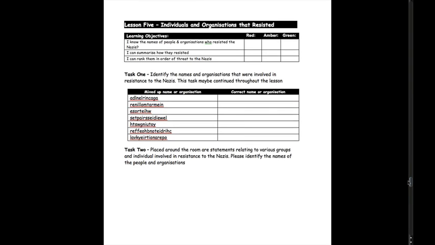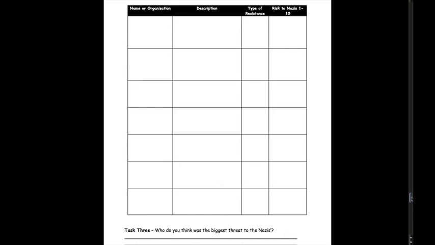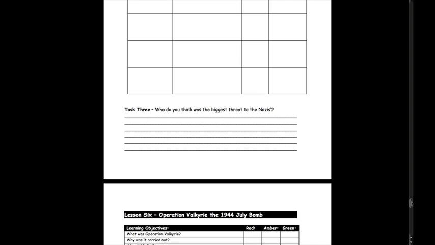Lesson 5 requires students to look at key individuals and organisations that resisted. We have anagrams down here of the key organisations. And down here, the students are expected to make brief notes on the organisation, what they were about, the level of resistance and the risk that they posed to the Nazis. And they are ranking those from 1 being low to 10 being high. From that activity, task 3 gets them to consider, who do you think the Nazis would have perceived as being the biggest threat?